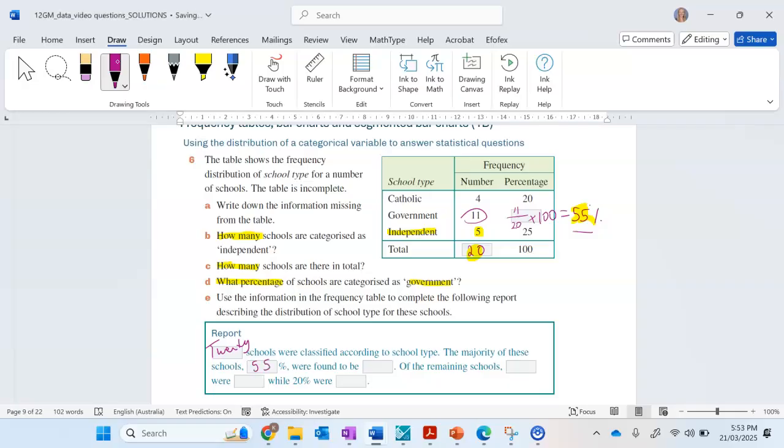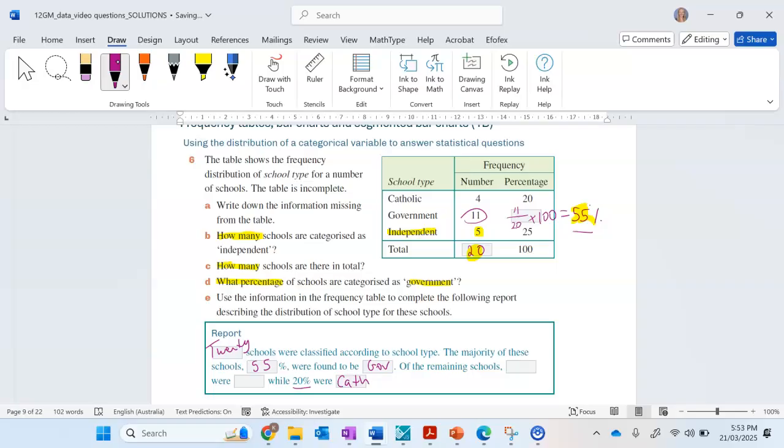We're found to be, so what is that? Government. I'm just going to write gov. Of the remaining schools, something were something, while 20% were something. All right, so let's do this 20% first. So 20% were Catholic. So that means we're only left with independent.